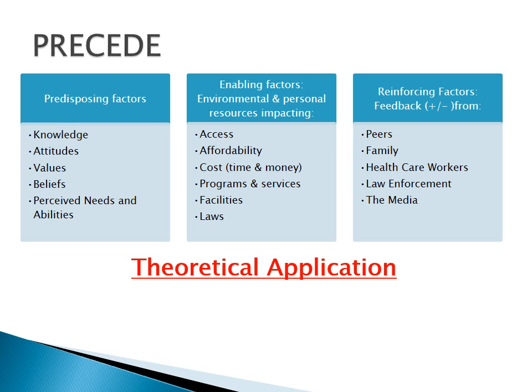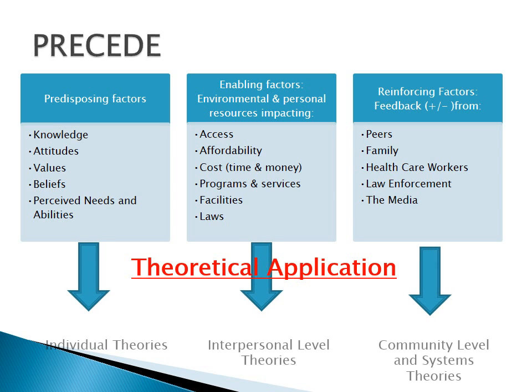We can apply theory in this phase, as you can see below. Individual theories are used in predisposing factors, interpersonal level theories for enabling factors, and reinforcing factors use community level and system theories.